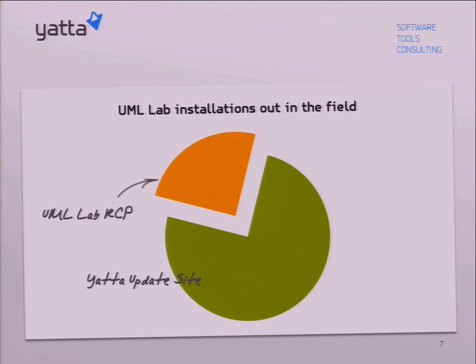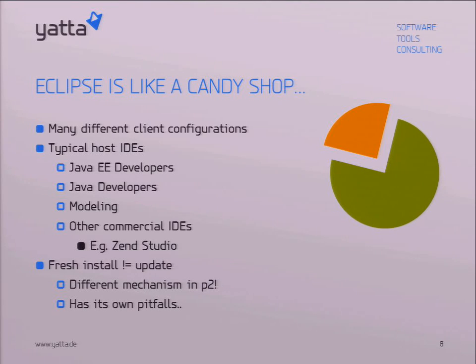75% of our downloads are from our update site. So the target of these installations may be anything. We know this from user feedback and also bug reports, of course, that we have some typical host IDEs, like, of course, for Java Enterprise developers and Java developers, but also some commercial IDEs, like Zend Studio for PHP development. And you should know that the install operation of a plugin is different to an update process of this plugin. Both are different mechanisms within P2, and each has its own pitfalls. So you have to test everything.